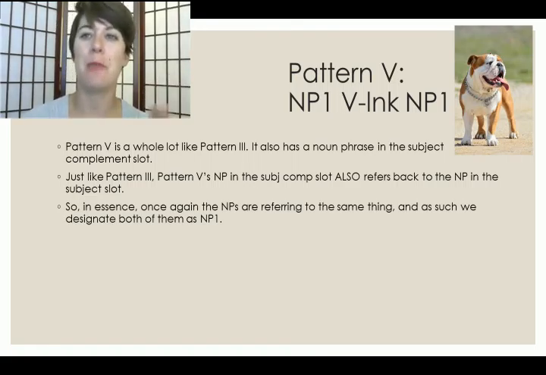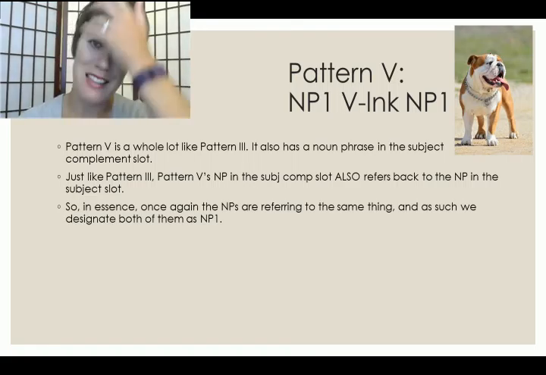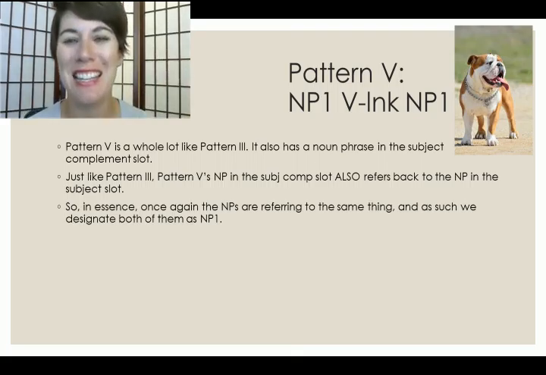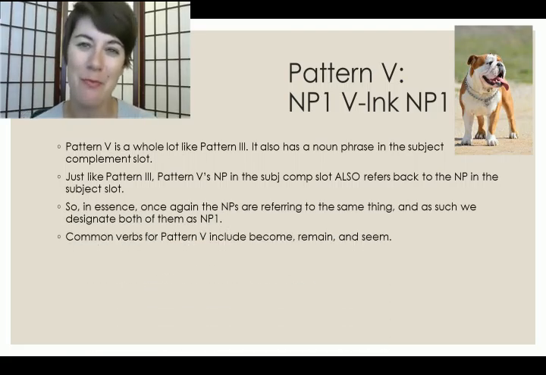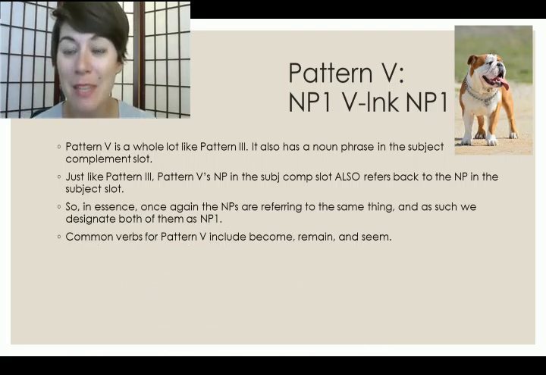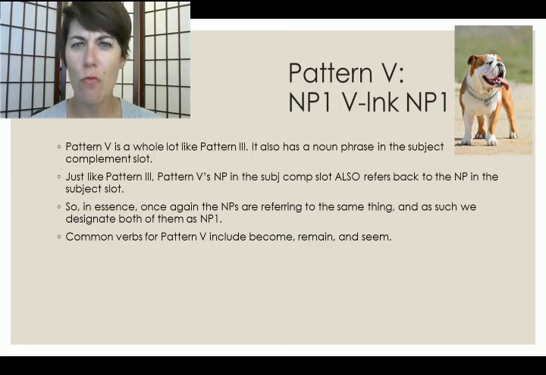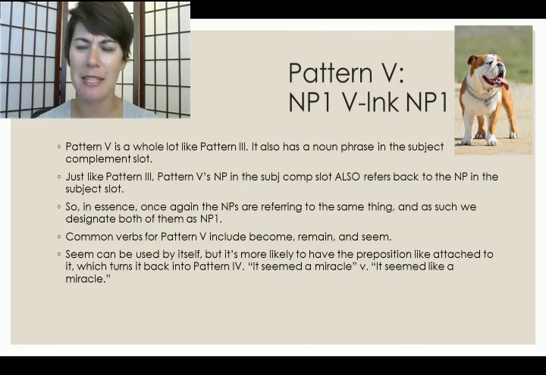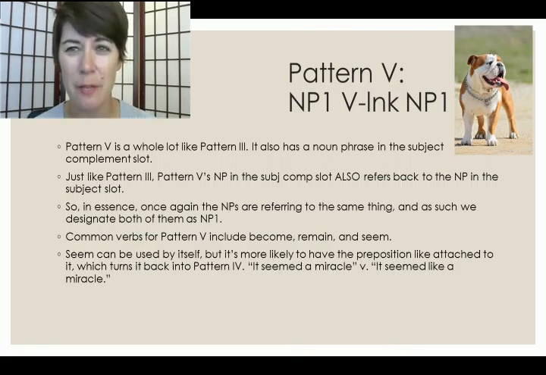They're both NP1. The big difference, of course, is that in pattern 3, we're just using be, but in pattern 5, we are using linking verbs such as become, remain, seem. These are pretty common. You want to watch seem a little bit, though. Seem can be used by itself, but much more frequently it has a preposition attached to the end of it. So you could say, it seemed a miracle. That's pattern 5 for sure.